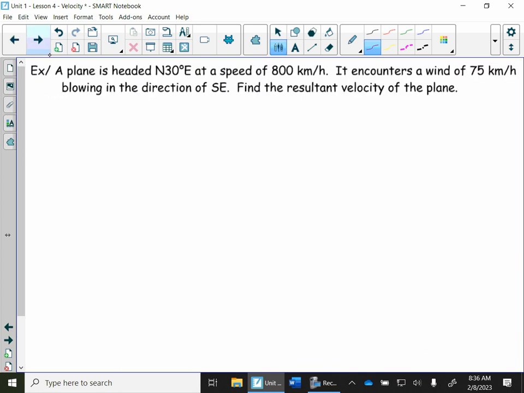Okay, we can get you guys to try one maybe. So all I really have is examples this lesson. Try pausing the video and try the example yourself so you can figure it out. Play the video and see if you got it right. A plane is headed north 30 east. Oh, need a compass. North 30 east. So there's a 30 in here, at a speed of 800 kilometers an hour.